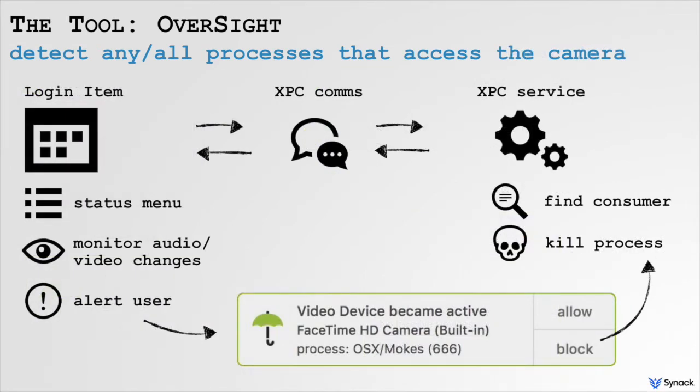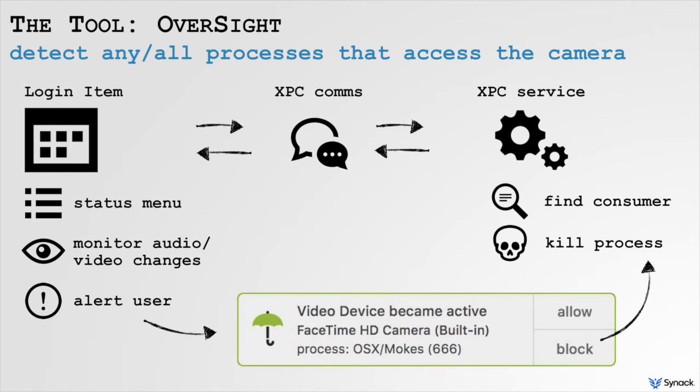So the more interesting thing, at least to me, is how this all works under the hood. There's two pieces to OverSight. There's a UI component, which is just a login item. This is automatically started whenever you log in, runs with normal user permissions, and sits in the status bar. What it does is monitor for audio and video activations. And since it's running in the UI session, it will also be responsible for generating the UI alert when it detects a process using the mic or the webcam, or something piggybacking onto the webcam.